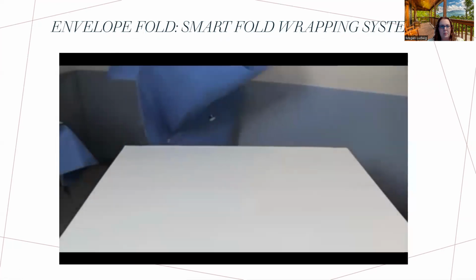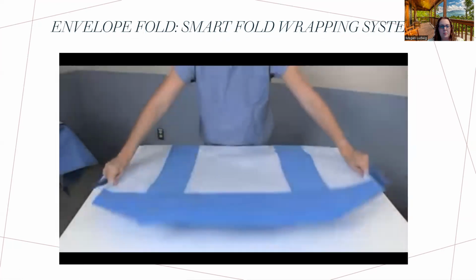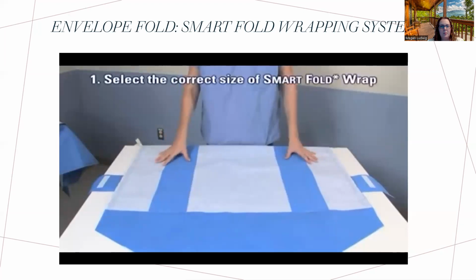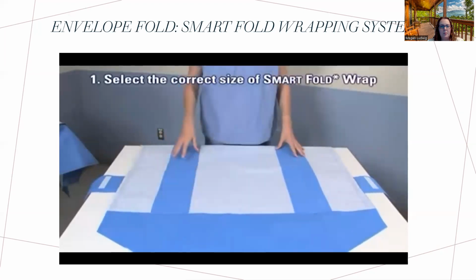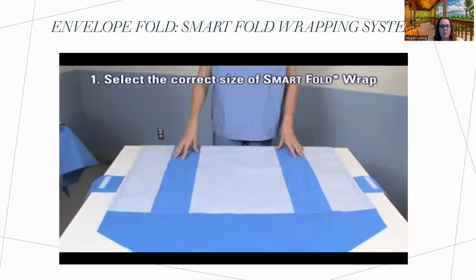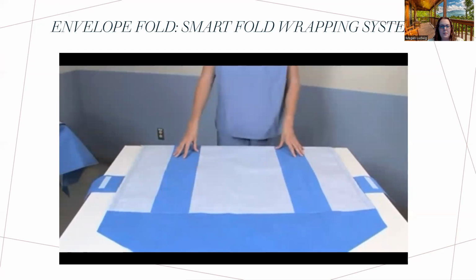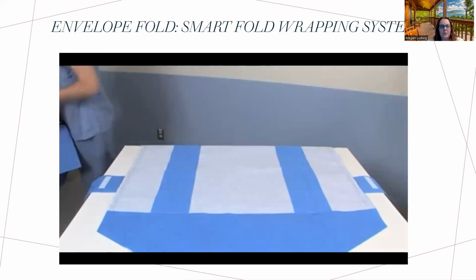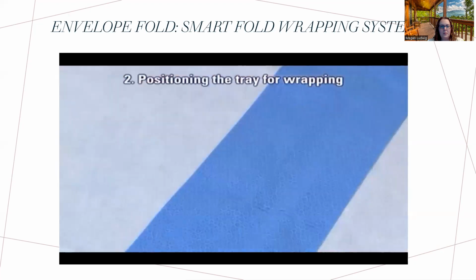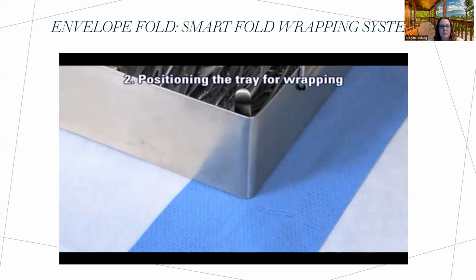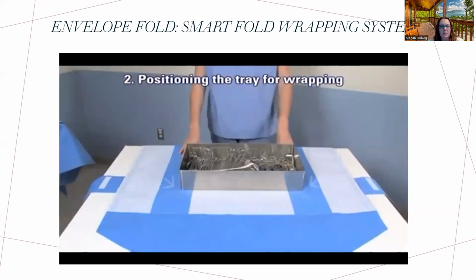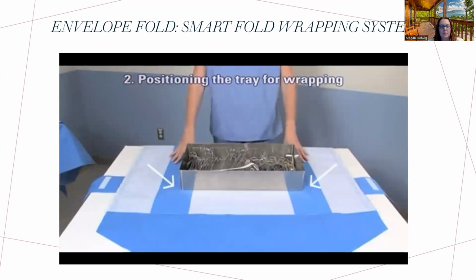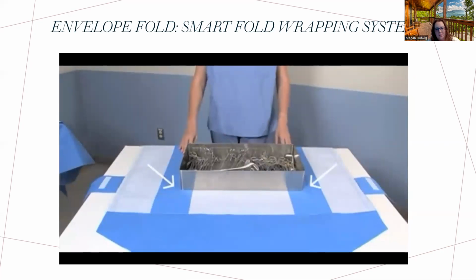So how does SmartFold work? Let's look at it once again, step by step. Select the correct size and grade of SmartFold for your tray. SmartFold comes in a range of sizes. Once you've laid out the wrap with the blue area away from you, position the tray for wrapping. Place the front edge of the tray at the reference line, not at the edge of the white area. Both sides of the tray should fall within the blue reinforcement zones. If both sides do not fit within the blue reinforcement area, select a larger or smaller size of SmartFold.